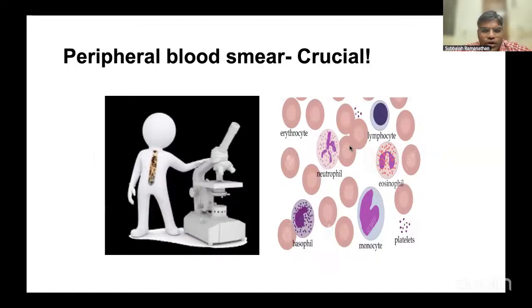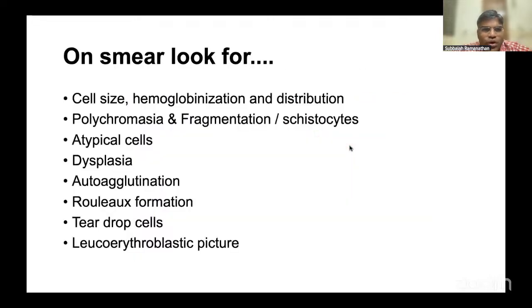To find the etiology, you will have to list the differentials in the order of priority or the important findings, so that the pathologist will know what to look for on the smear. On the smear, you look for cell size and the hemoglobinization, whether the cells are properly hemoglobinized, whether the central pallor is there or not. Cell size, you have to compare with a lymphocyte. If it's less, you say microcytic. If it's more, you say macrocytic. If it's of that size, you say normocytic.